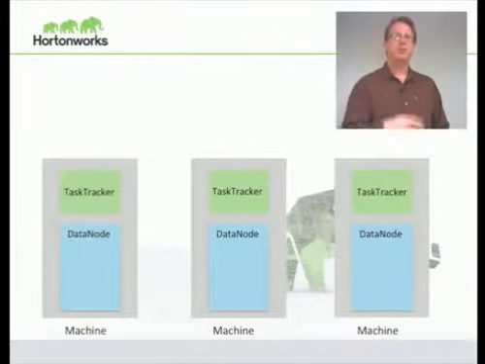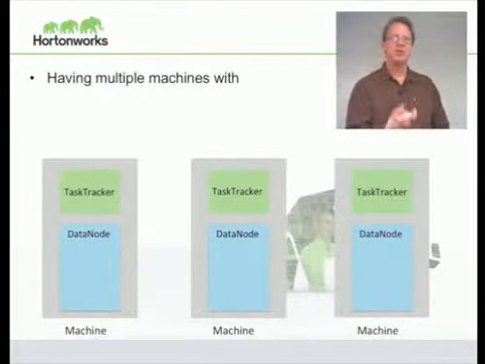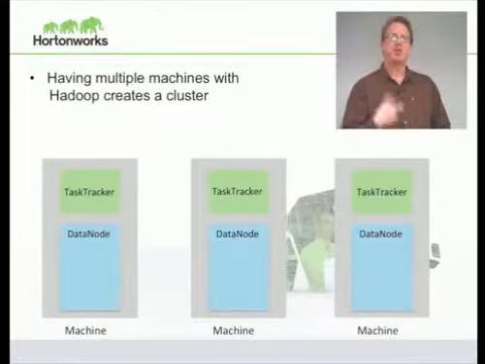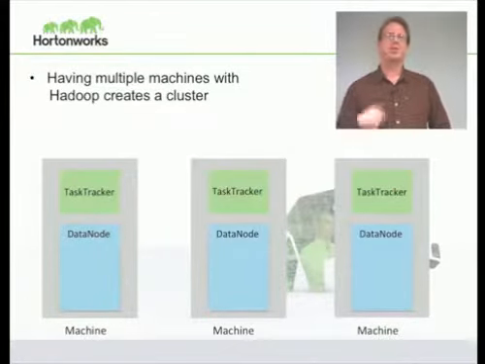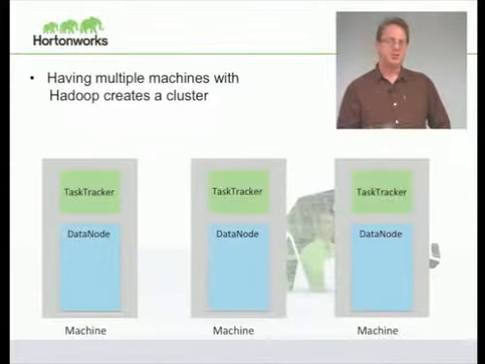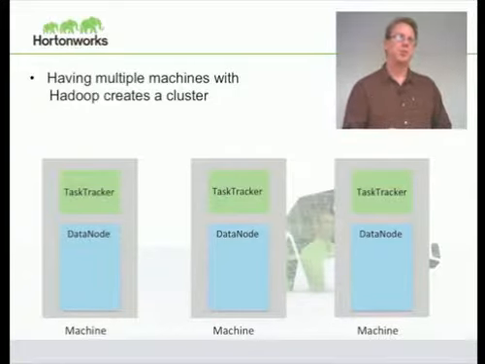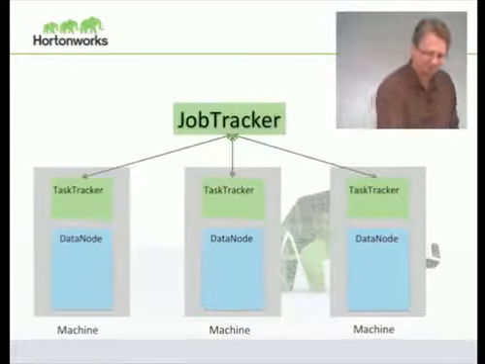To make a cluster, you just replicate that pattern out. So you take a machine with a task tracker and a data node and make more and more and more copies of that. As you need more storage, you add another machine. As you need more compute power, you add another machine. Hadoop will scale out relatively linearly as you add more machines and gives you more and more bandwidth to your data, more and more storage, and more processing capabilities.